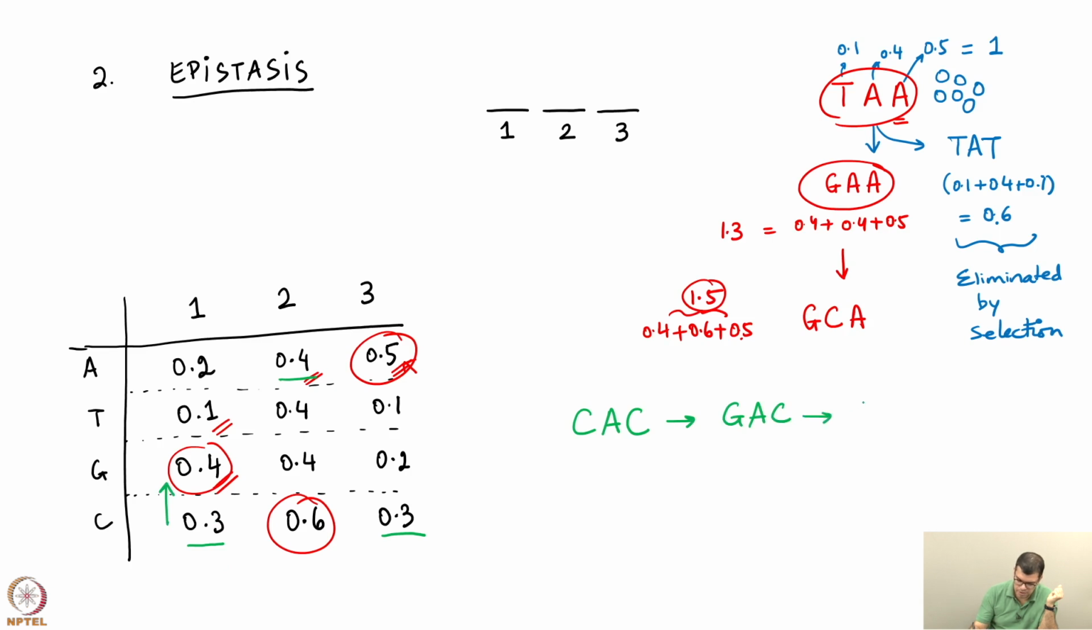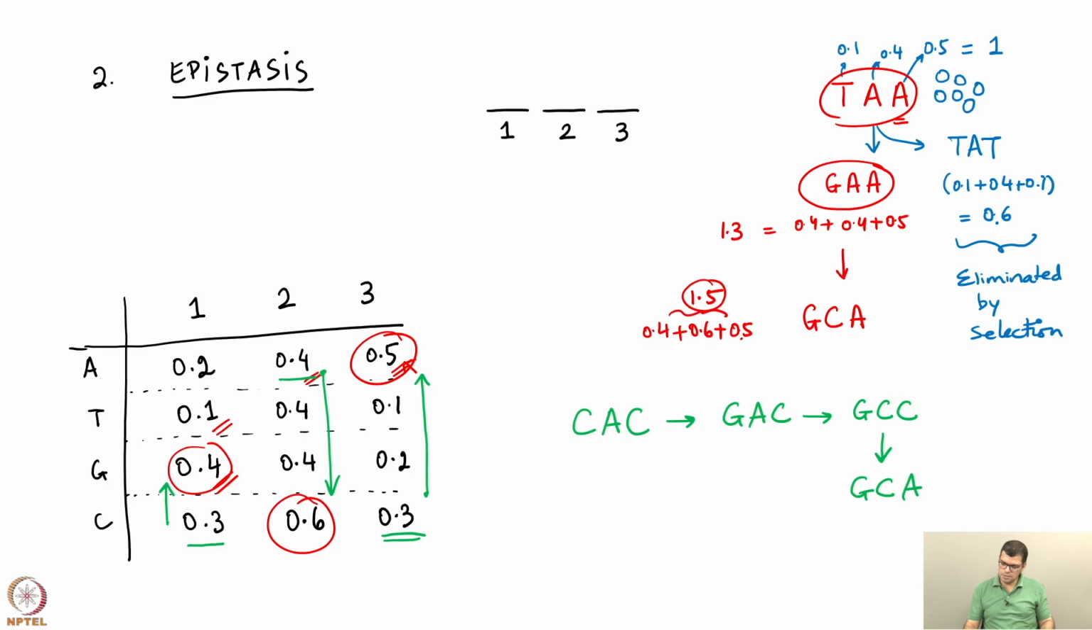Then the next move could be GCC, which is this move from A to C, which is an increase of fitness contribution from the second position, and this increase in fitness contribution is 0.2, a movement from 0.4 to 0.6. And lastly, I have C at the third position, and this could move to GCA, which is an increase of another 0.2 units in fitness, an increase from 0.3 to 0.5.